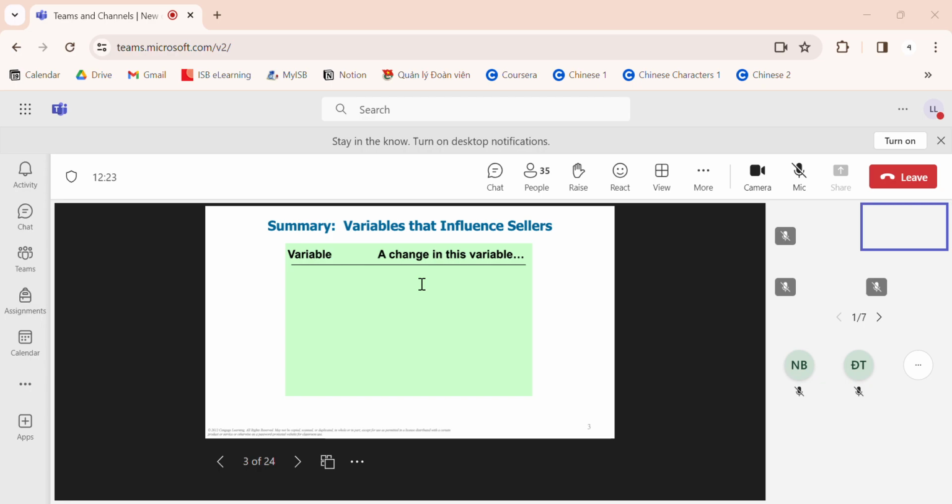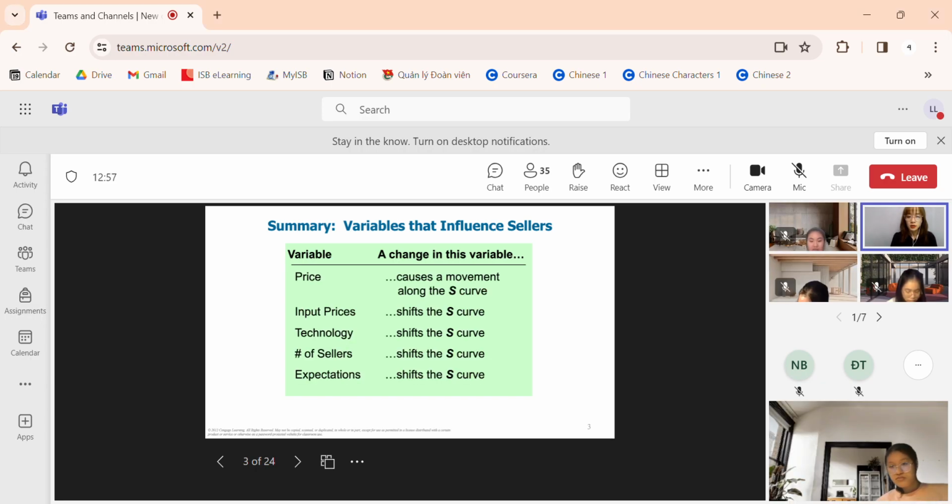I think there are 5 variables, and those are price of the good itself, input price, technology, expectations, and lastly is number of sellers. All right, very good, right? So we have how many here? 5 variables like Hung just mentioned. Basically, similarly, we have price that only causes a movement along the supply curve, like we have for the demand.